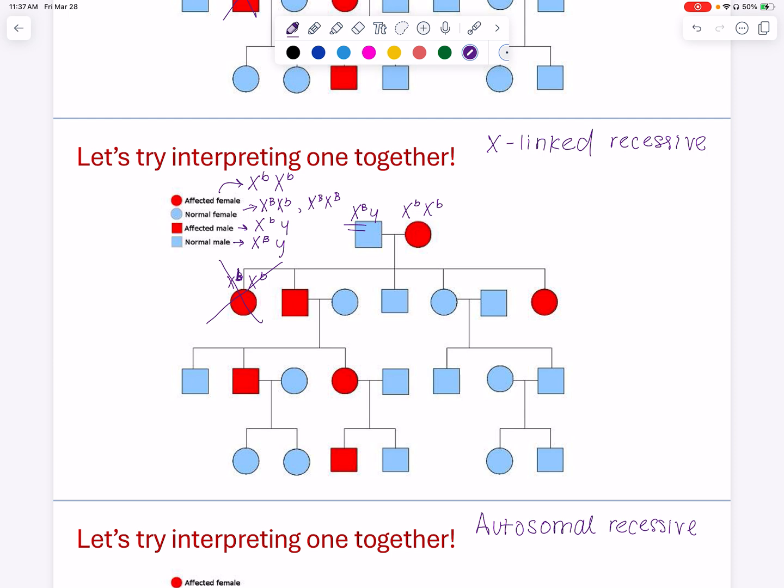The same would be true over here for this child in the center. We know that their genotype would have to be X big B Y, and that Y would come from dad, but the mom can't give a big B. And so this child is also an impossibility. Same with this daughter over here. And so we were able to very quickly rule out the possibility for this pedigree and in the inheritance pattern to be X-linked recessive.